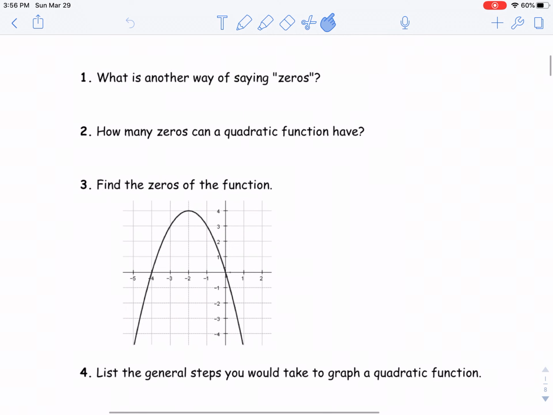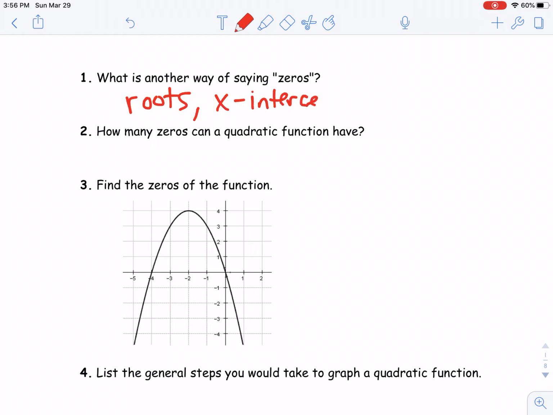Just as a little review, what is another way of saying zeros? Well, there's other names for zeros. They're also called roots. They're also called the x-intercepts. That's really all they are, the x-intercepts. Okay, the points at which the graph crosses the x-axis.